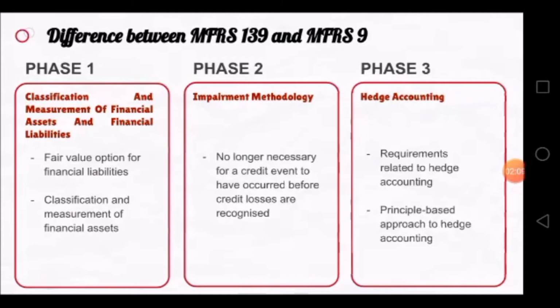Under impairment approach of MFRS 9, it is no longer necessary for a credit event to have occurred before credit losses are recognized. Instead, an entity always accounts for expected credit losses and changes in those expected credit losses. In November 2013, the MASB added to MFRS 9 the requirement related to hedge accounting. This requirement aligns hedge accounting more closely with risk management, established a more principle-based approach to hedge accounting, and addressed inconsistencies and weaknesses in the hedge accounting model in MFRS 139.